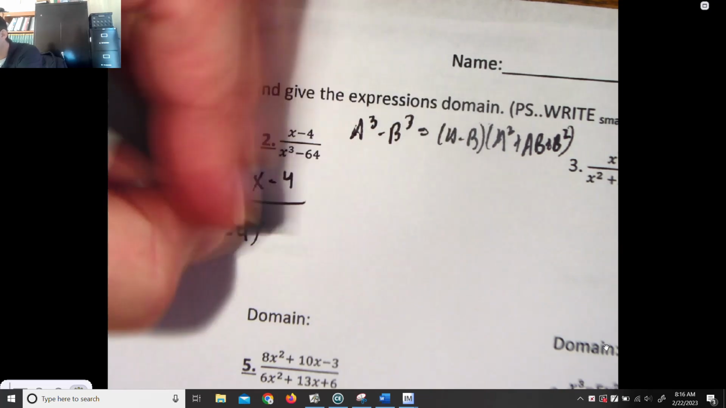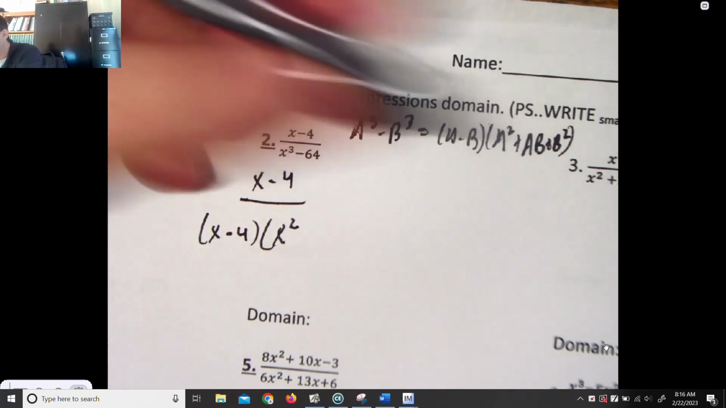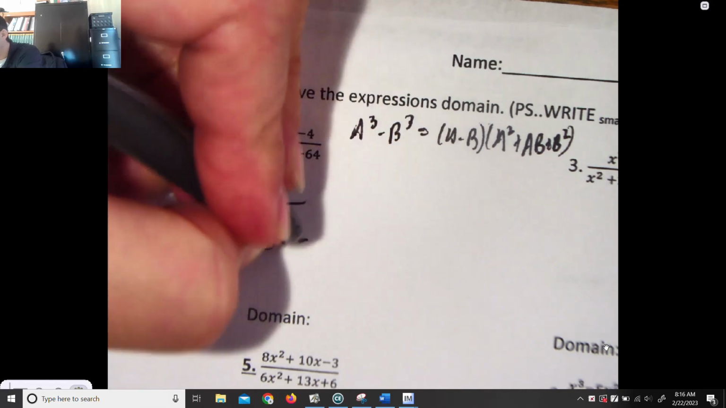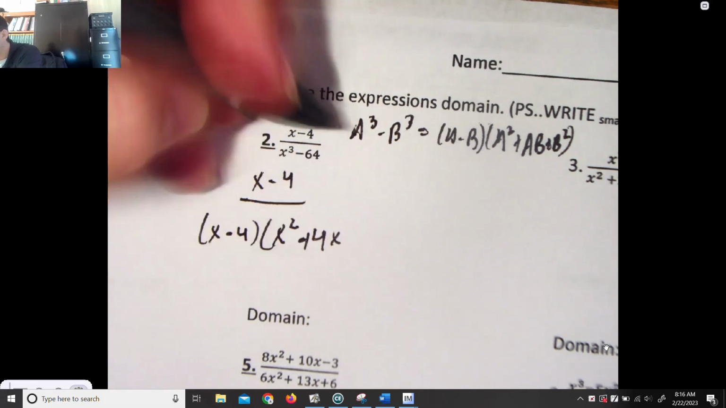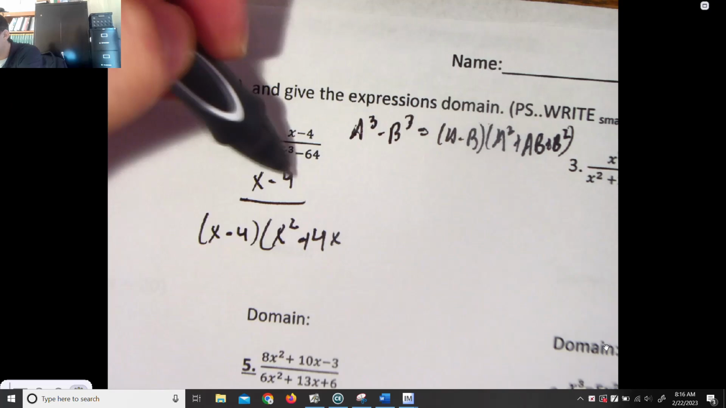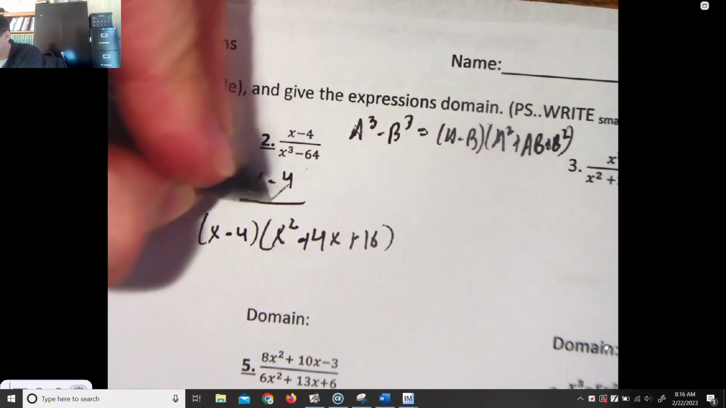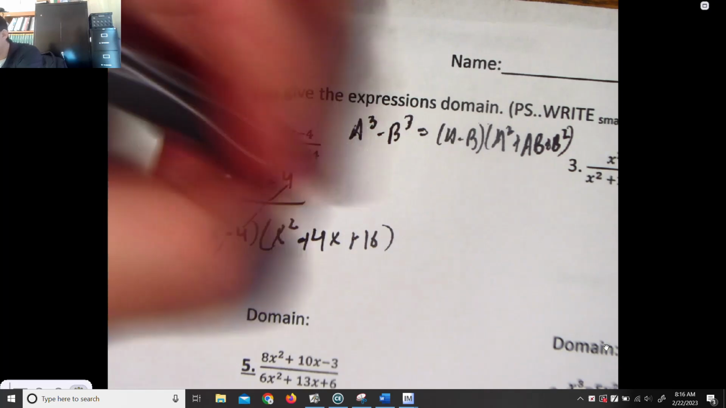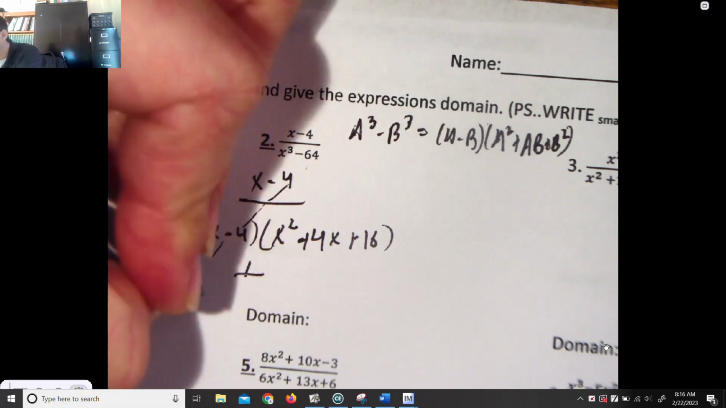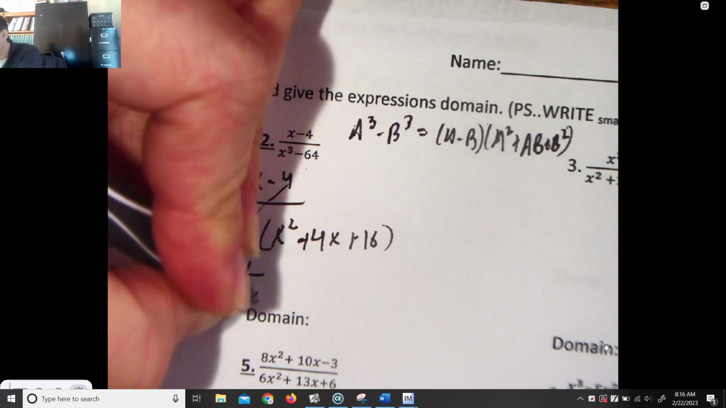I'm going to square the x, a times b, negative 4 times x, minus 4x. I'm sorry, positive, because it's plus. And when I square a 4, I get plus 16. And these guys cancel each other out, become an understood 1. So my result is 1 over x squared plus 4x plus 16.